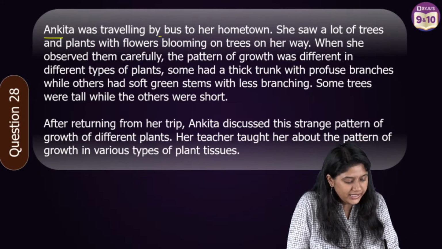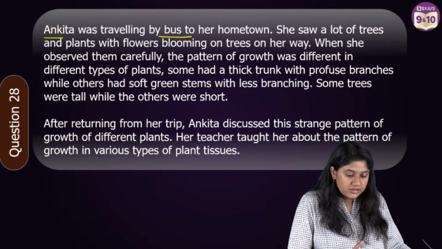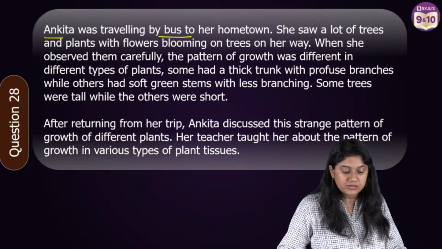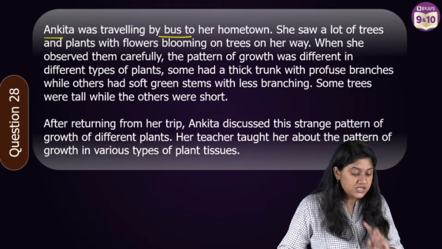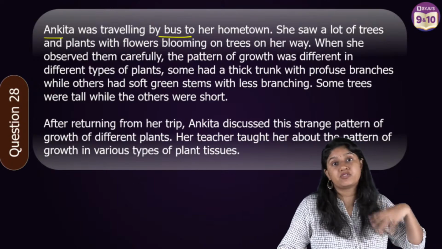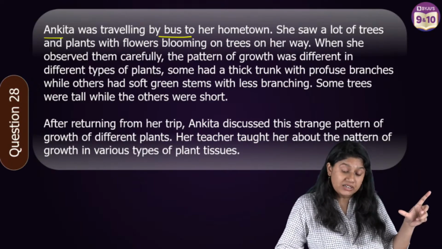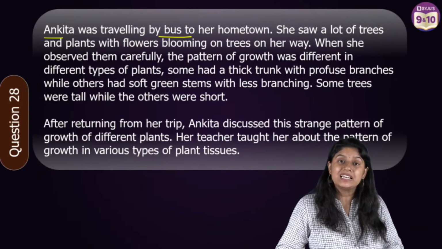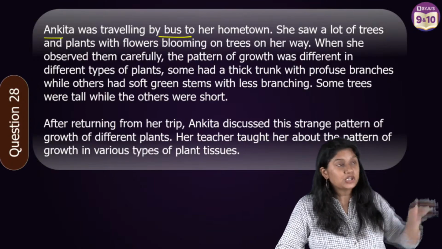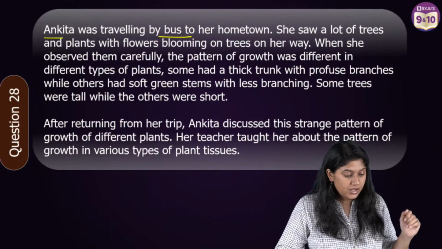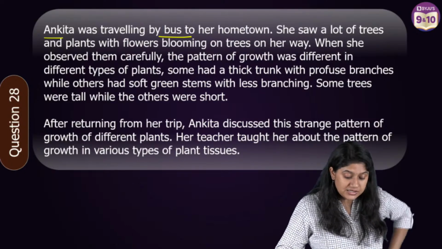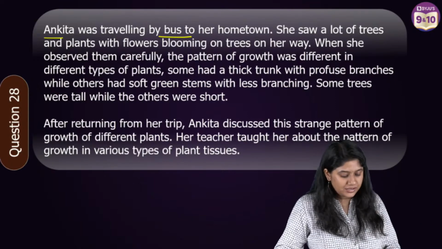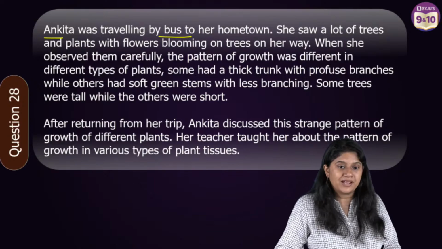Ankita was traveling by the bus to her hometown. She saw a lot of trees and plants with flowers blooming on her way. When she observed them carefully, the pattern of growth was different in different types of plants. Some had thick trunk with profuse branches, while others had soft green stem with less branching. Some trees were tall and some trees were short. After returning from her trip, Ankita discussed the strange pattern of the growth of the plants with her teacher. So let's look at the observation, right? And of course, they have some questions and we'll be answering those questions.